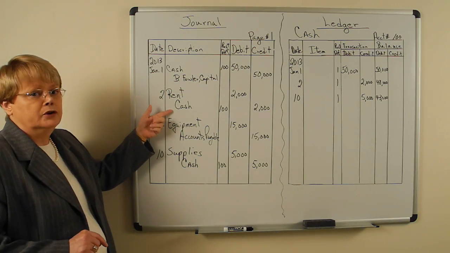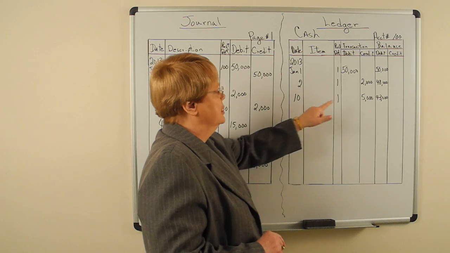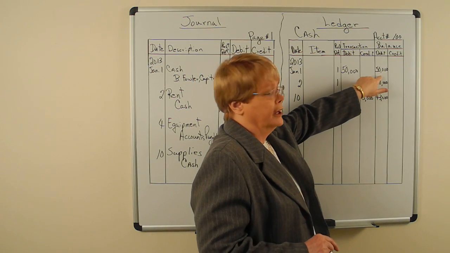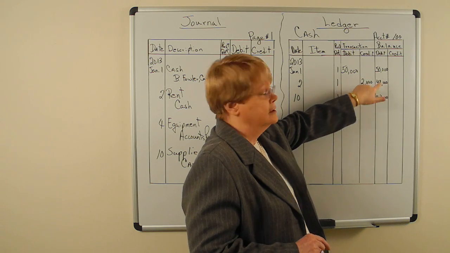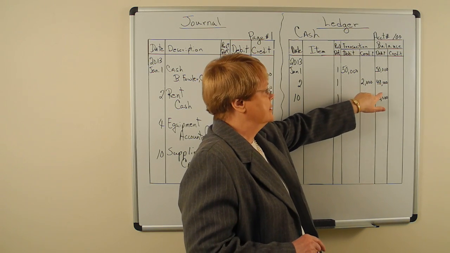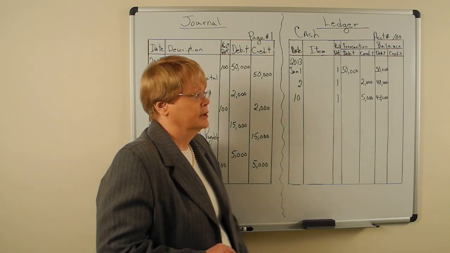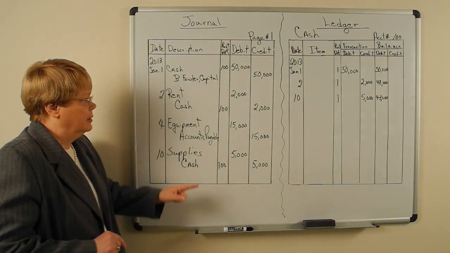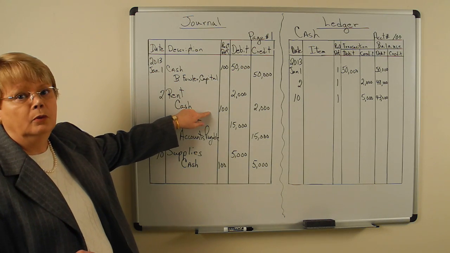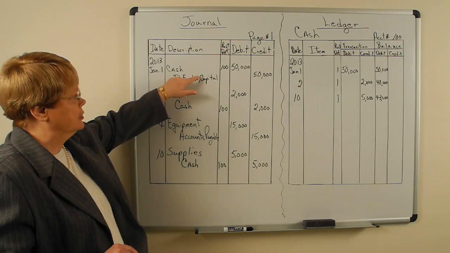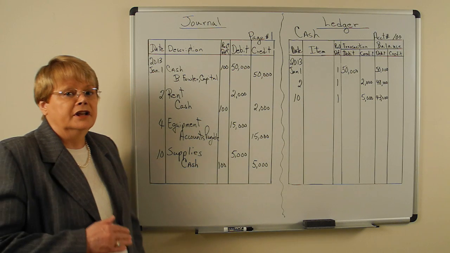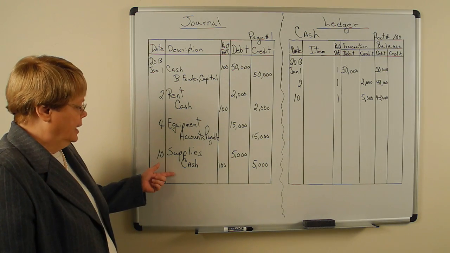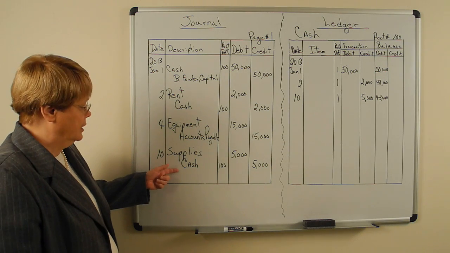I come down here, I have a credit to cash, put in the date, put the amount in the credit transaction column. Now I'm going to subtract that credit from the debit, because we have a debit balance. A credit will decrease it, so therefore I now have $48,000 in my balance. My posting reference is 1 because this is page 1 from the journal. My posting reference here is account number 100. And when I post these others, I would also have posting references of the account numbers that I posted those to.